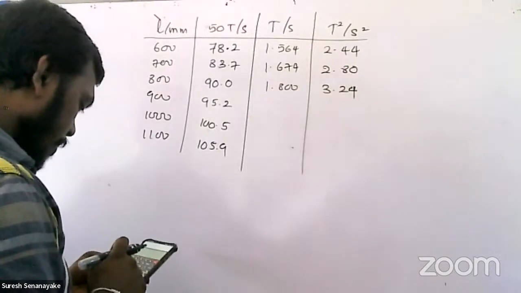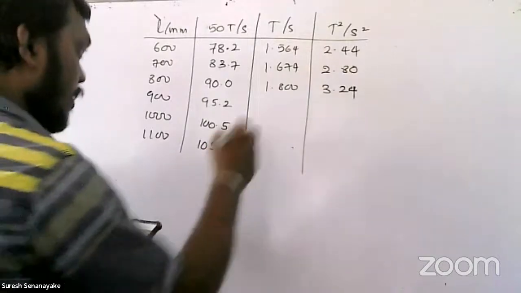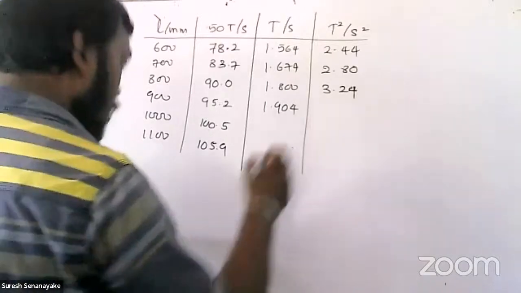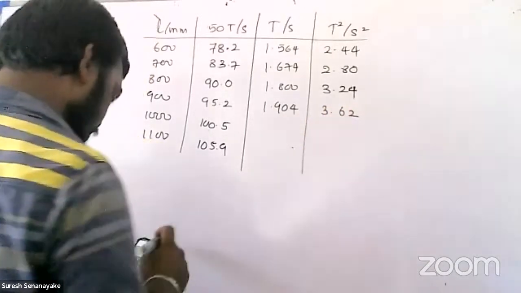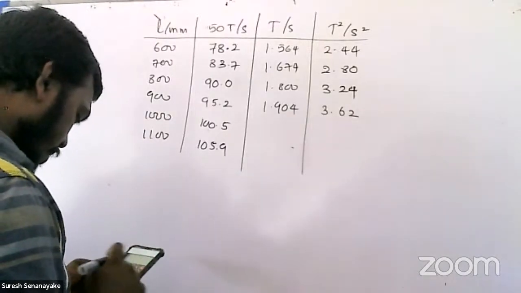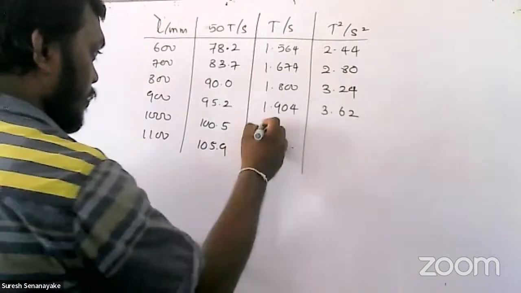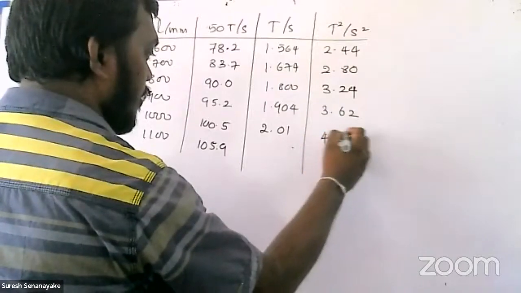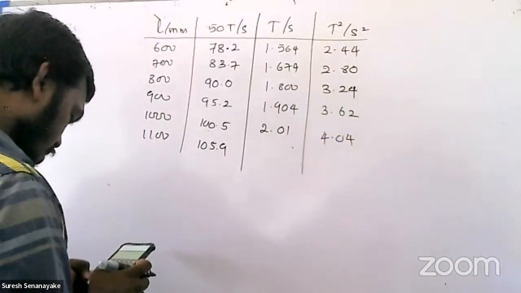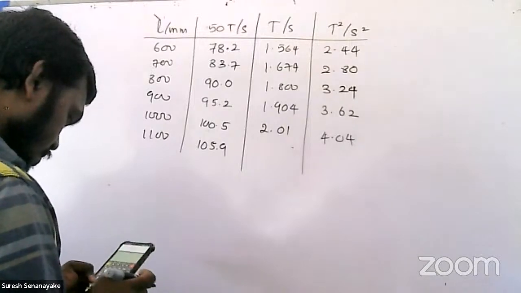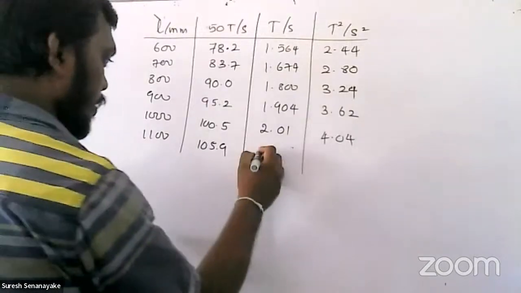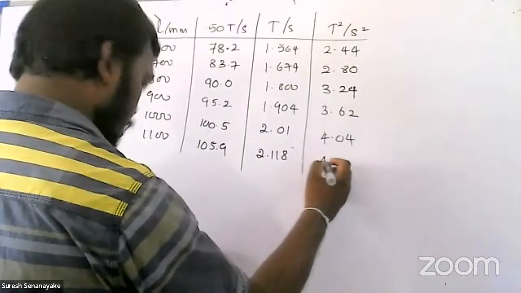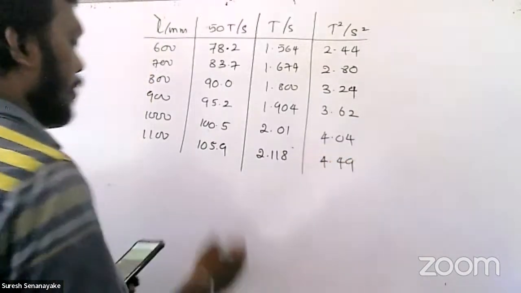9.22 divided by 50, 1.904. Squaring it, 3.62. And then 100.5 divided by 50, 2.01. That is 4.04. 100.9 divided by 50, 2.118. Squaring it, 4.49. These are the data.